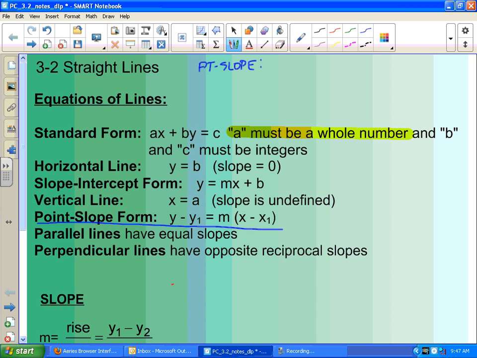We have slope-intercept, y equals mx plus b. And then we have standard form. So those are our 3 linear forms. And we can graph each of those linear forms.